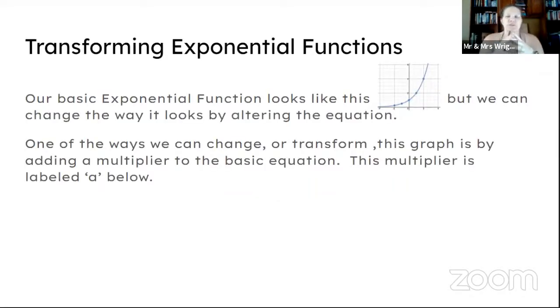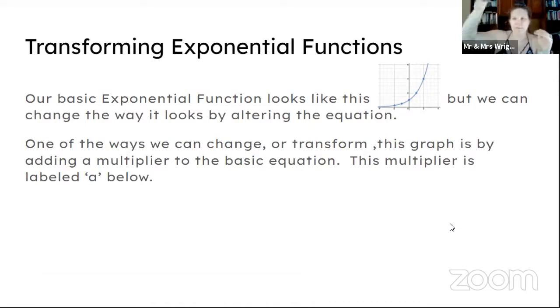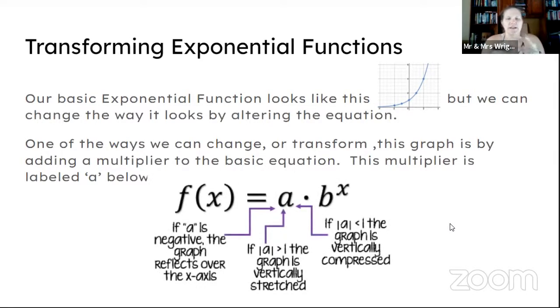Transforming exponential functions happens when you modify the equation that you originally start with. Remember, our basic exponential function looks like a graph where it's swooping upwards, going up a mountain, right? We can change the way it looks by altering the equation. One of the ways we do that is with a multiplier. Here I have for you, f of x equals a times b to the power of x. So that a in the front is called a multiplier. And depending on what the number is for that a, depends on how the graph changes or adjusts or transforms.